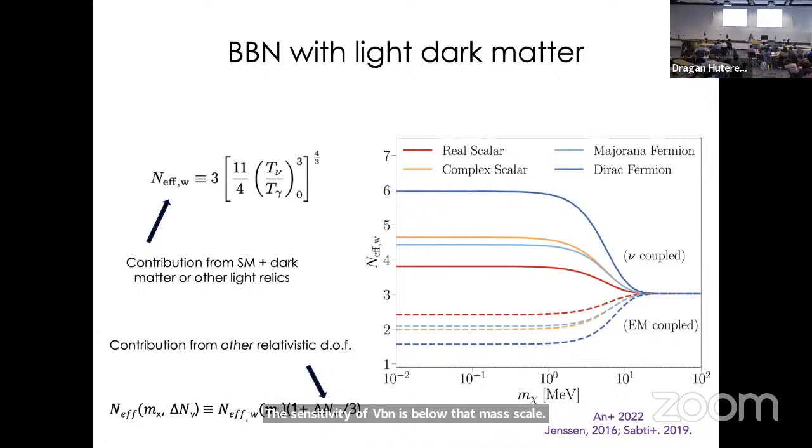The second feature I want you to notice is some models will raise the number of effective degrees of freedom and some will lower them. How's that possible, to lower them? How do you lower the number of effective relativistic degrees of freedom with a dark matter particle of, let's say, 10 keV, which would be the end over here on the left? How do you do that?